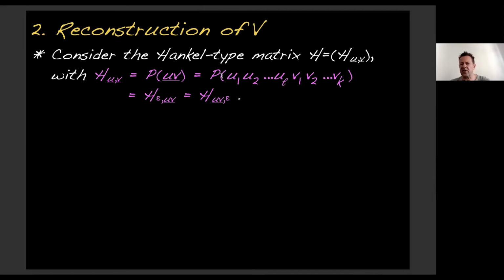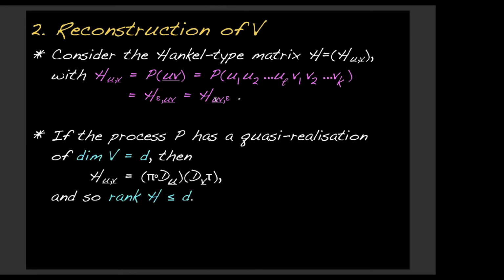And so that means, of course, it's just the probability of a long word. Since I can chop this long word into two in many different places, this same number is repeated many times in the matrix. In particular, it's repeated in the entry where the row index is the empty word and the column index is UV, and in the entry where the row index is UV and the column is the empty word. The reason we write this Hankel type matrix is this symmetry of repeated entries.